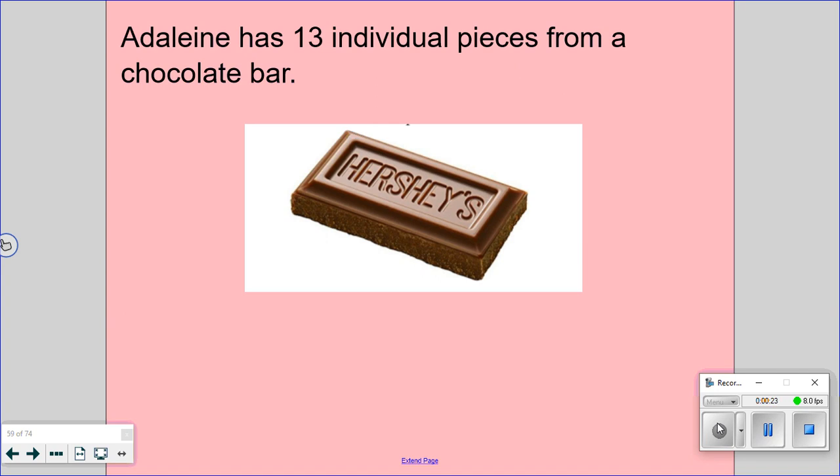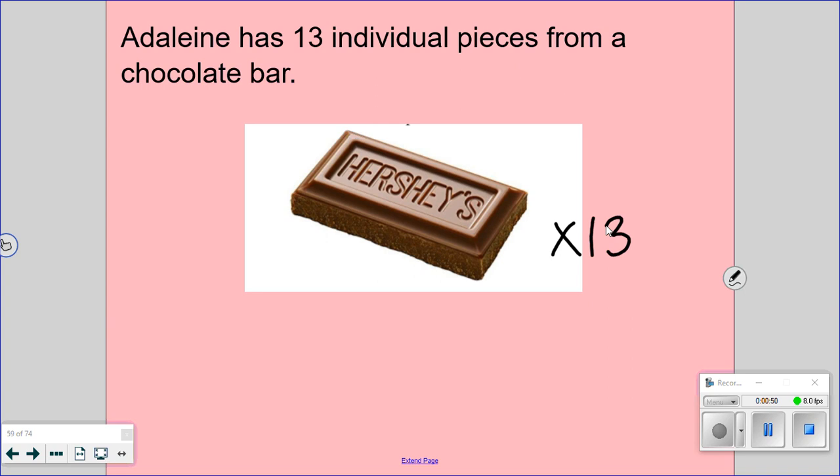How many pieces does she have? This is not a trick question. It tells us on the board. Lydia? 13. So next to that little piece, we're going to write times 13. We're not going to draw all 13, but we know that it's that piece 13 times. We can imagine that.